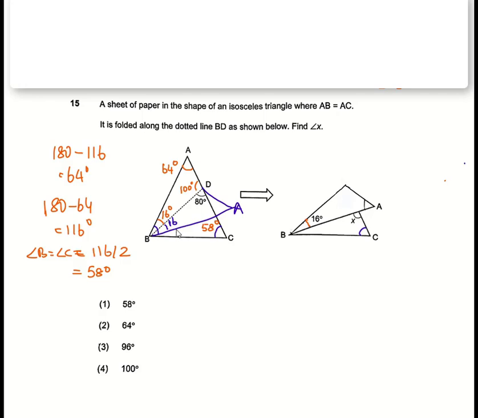So what is this angle here? That is 58 minus 16 plus 16. So this 16 plus 16 is 32. So this angle that you have here is equal to 58 minus 32. So 50 minus 30 is 20, so 26 degrees. So this is equal to 26 degrees here.